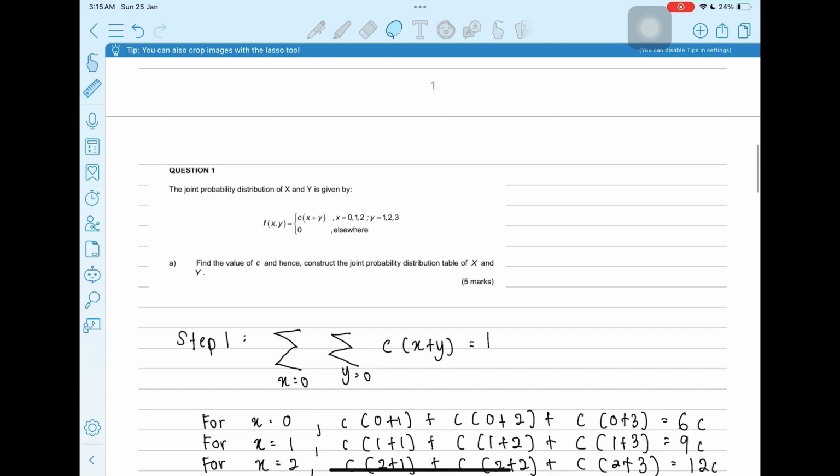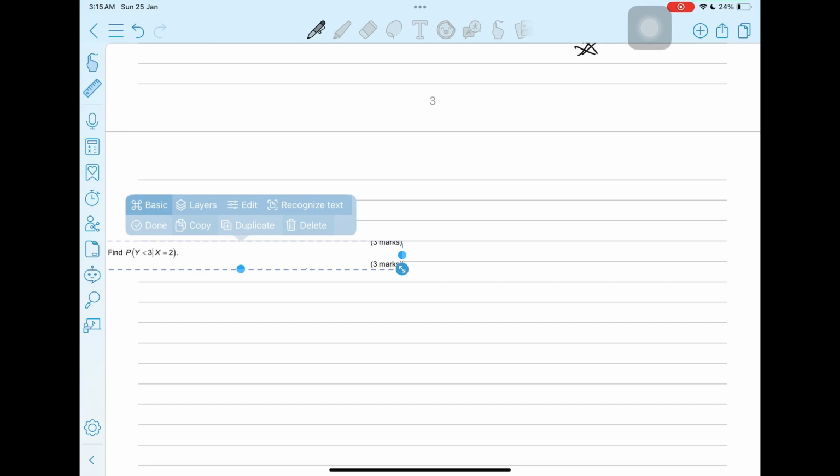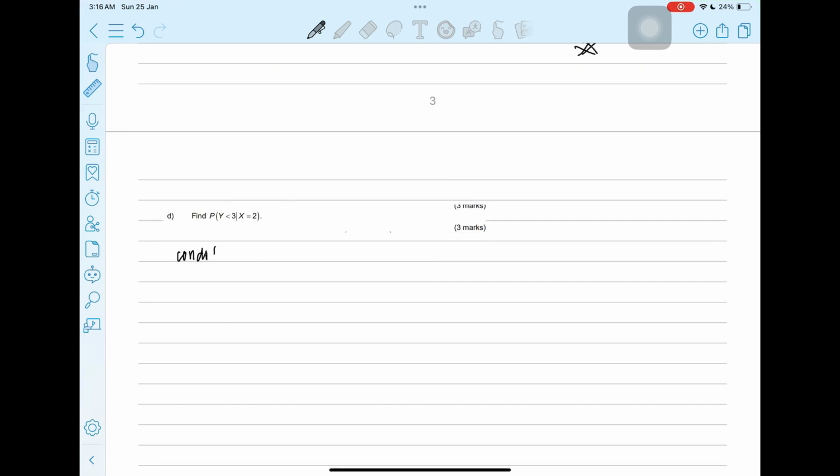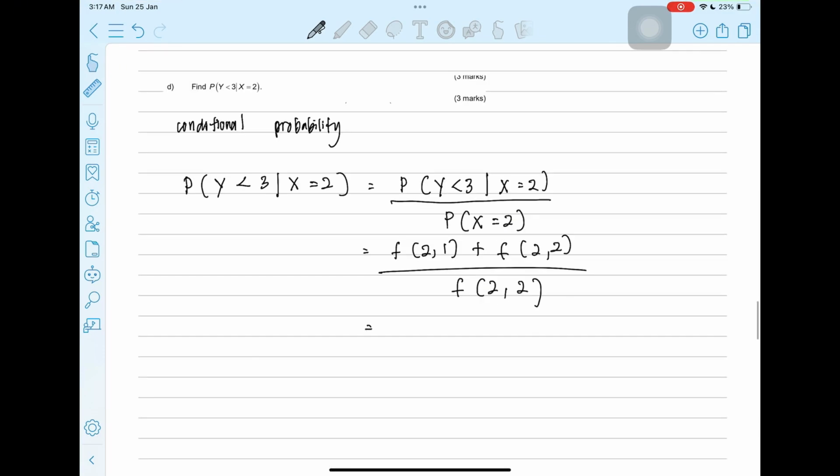So next, we move on to part D. Find P(y less than 3 given x equal to 2). This is conditional probability. So we write P(y less than 3, x equal to 2) over P(x equal to 2). So we get f21 plus f22 over the marginal, so 3 over 27 plus 4 over 27 over 12 over 27, and we get 7 over 12.